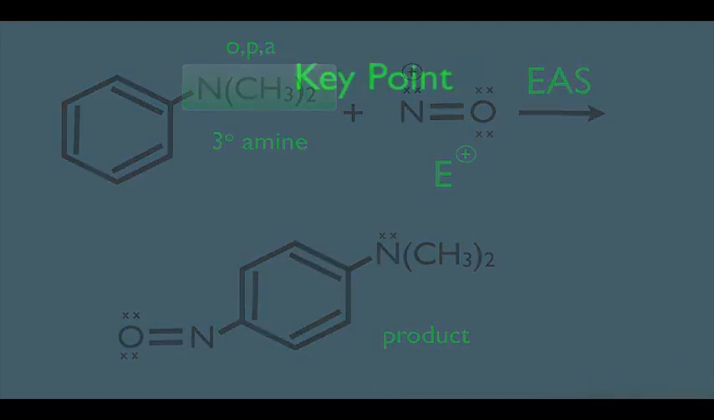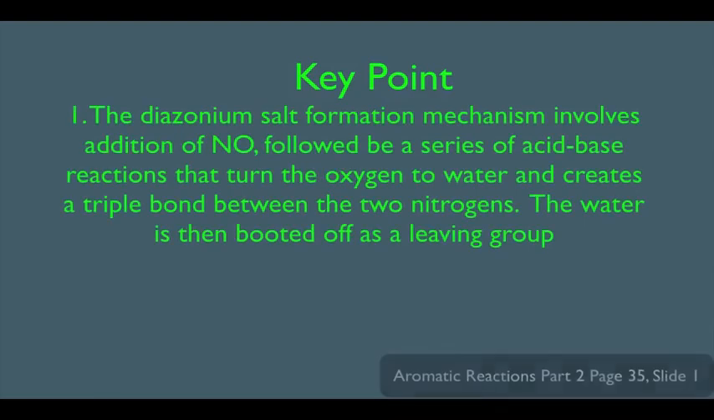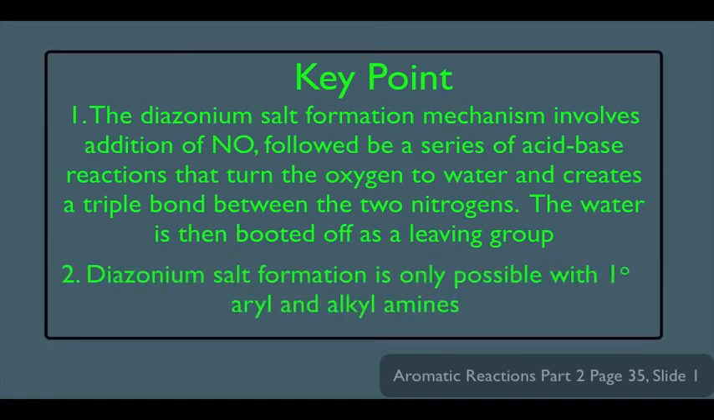So what have we learned here? Key points. Number 1, the diazonium salt formation mechanism involves addition of NO followed by a series of acid-base reactions that turn the oxygen into water and creates a triple bond between two nitrogens. The water is then booted off as a leaving group. We also saw that number 2, diazonium salt formation is only possible with primary aryl, and that is primary amines that are on benzene rings, and primary alkyl amines.